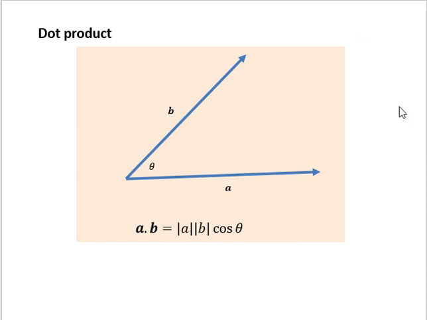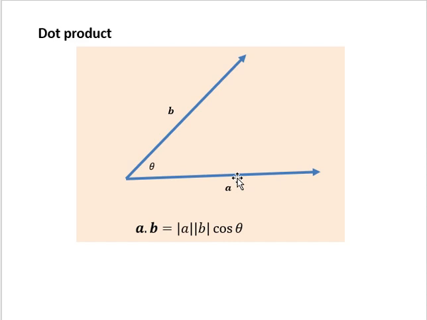Now come to the product of two vectors. The product can be of two types. One is dot product and another one is cross product. The cross product can also be written as the vector product because it has a direction. But the dot product does not have any direction.